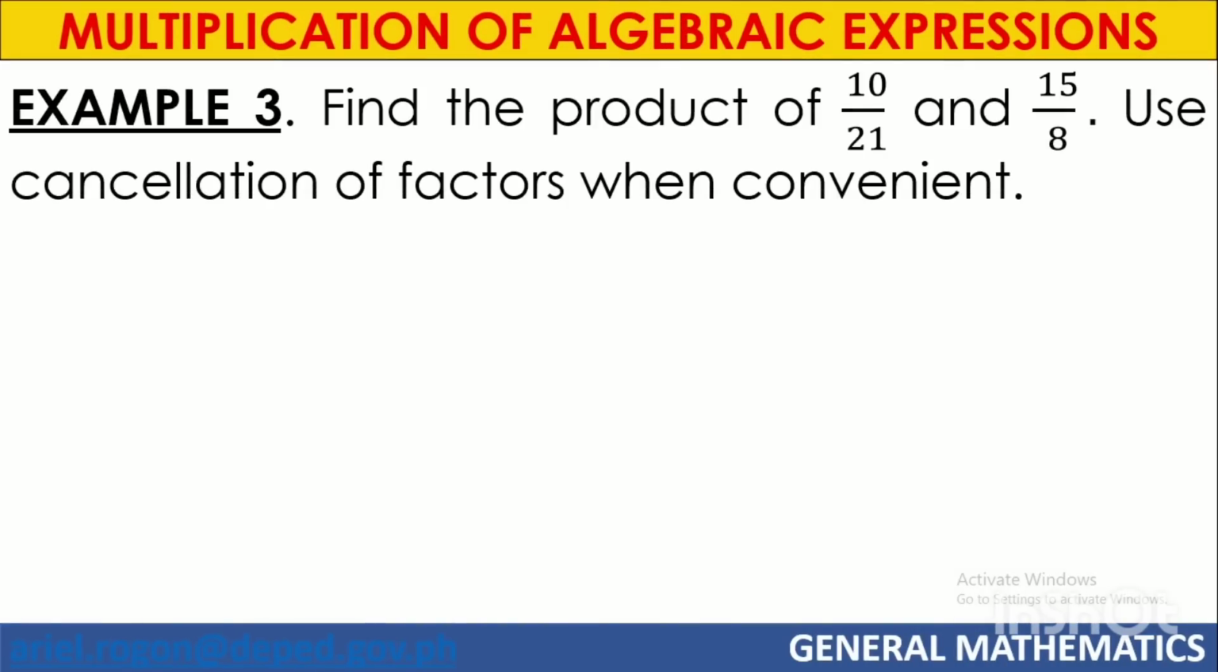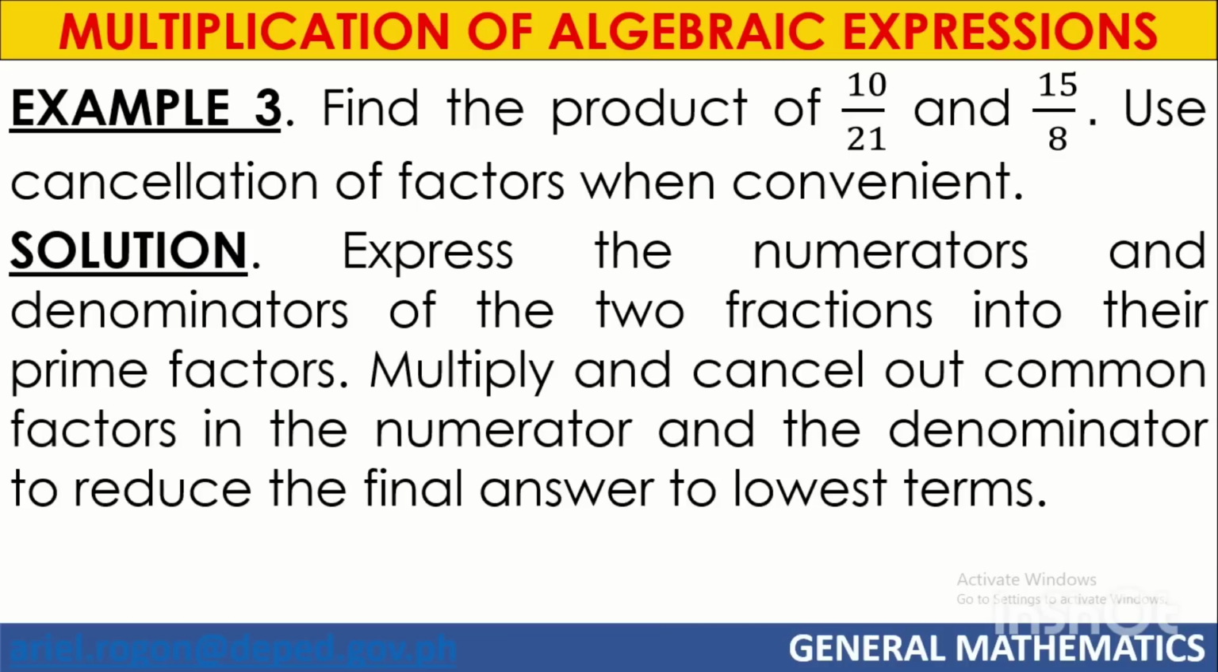For example, find the product of 10 over 21 and 15 over 8. We can use cancellation here, or you can express the numerators and denominators of the two fractions into their prime factors. What are the prime factors of 21 and 8? Multiply and cancel out common factors in the numerator and denominator to reduce the final answer to lowest terms.